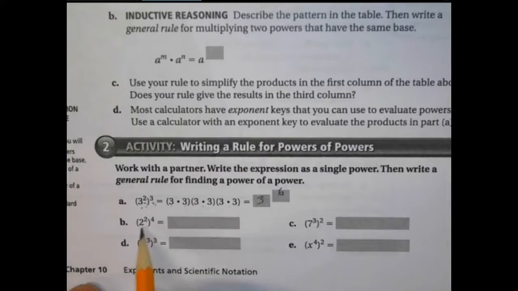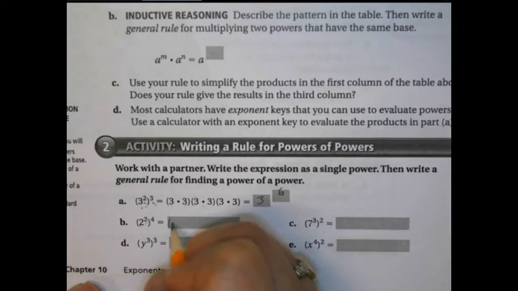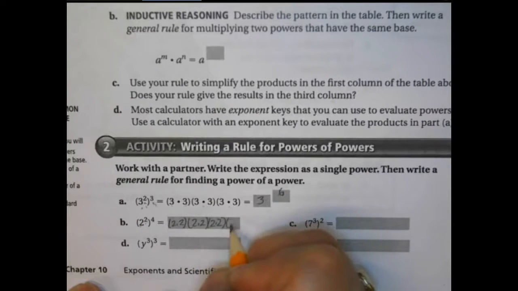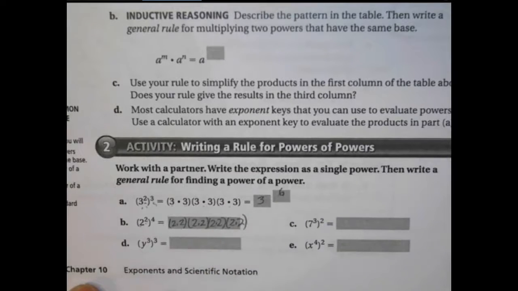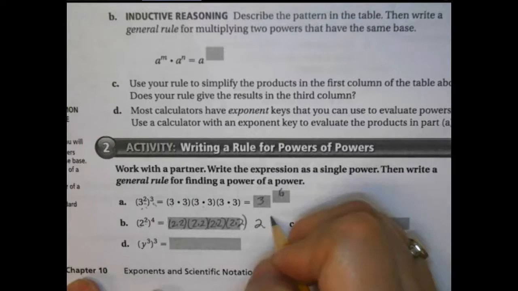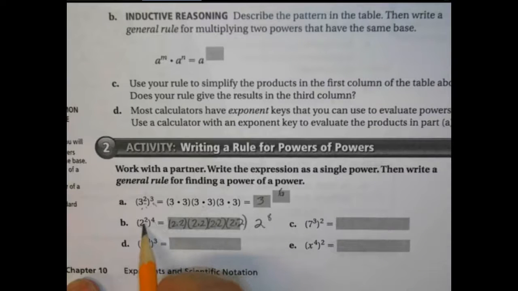Okay, so let's look at this one here. This tells me 2 squared 4 times. So 2 times 2 times 2 times 2 times 2 times 2 times 2 times 2. What else could this be? What's my base? My base is 2. What's my exponent? How do we know this? 4 times 2 is what? 8. Pretty simple.